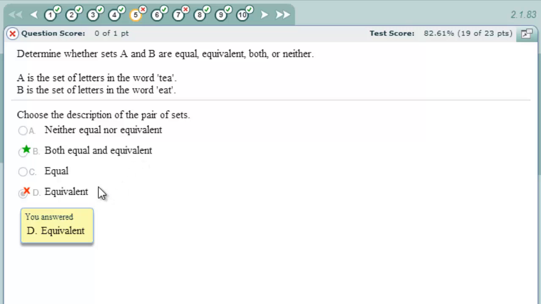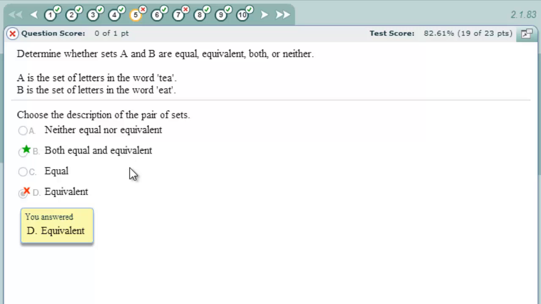I remember I entered equivalent because they had the same number of letters, but let's see, T, E, and A; T, E, and A. I guess they do both have the same letters, and I guess the order is not important. So that means that they're actually both equal and equivalent. So I can go ahead and write up the correction for that particular exercise.